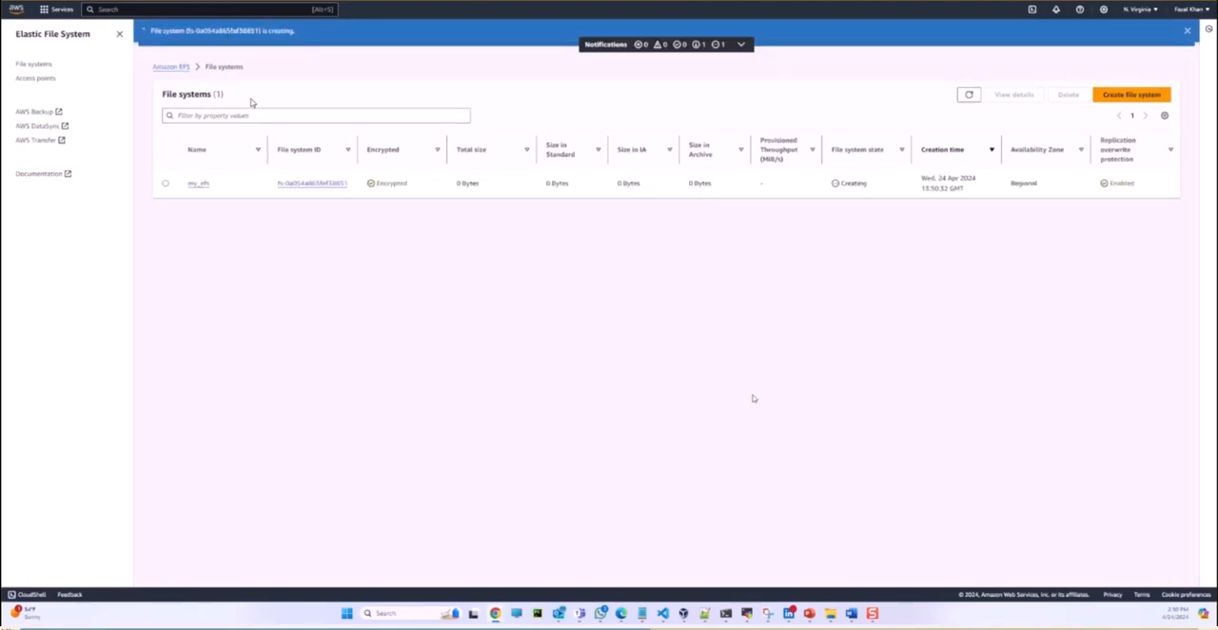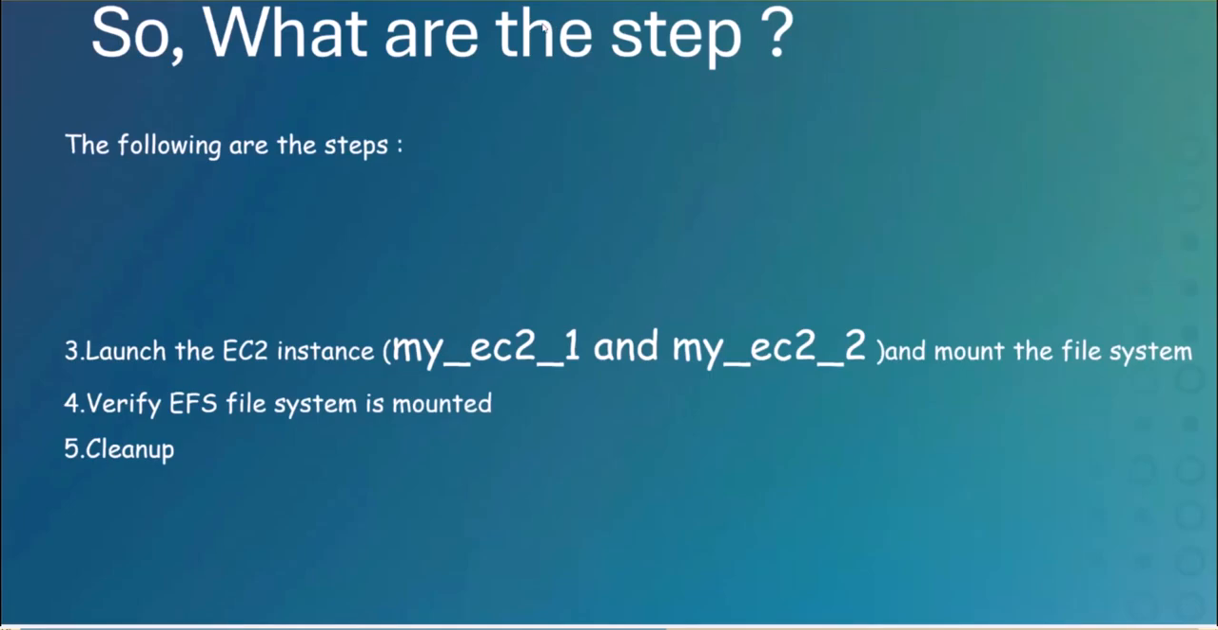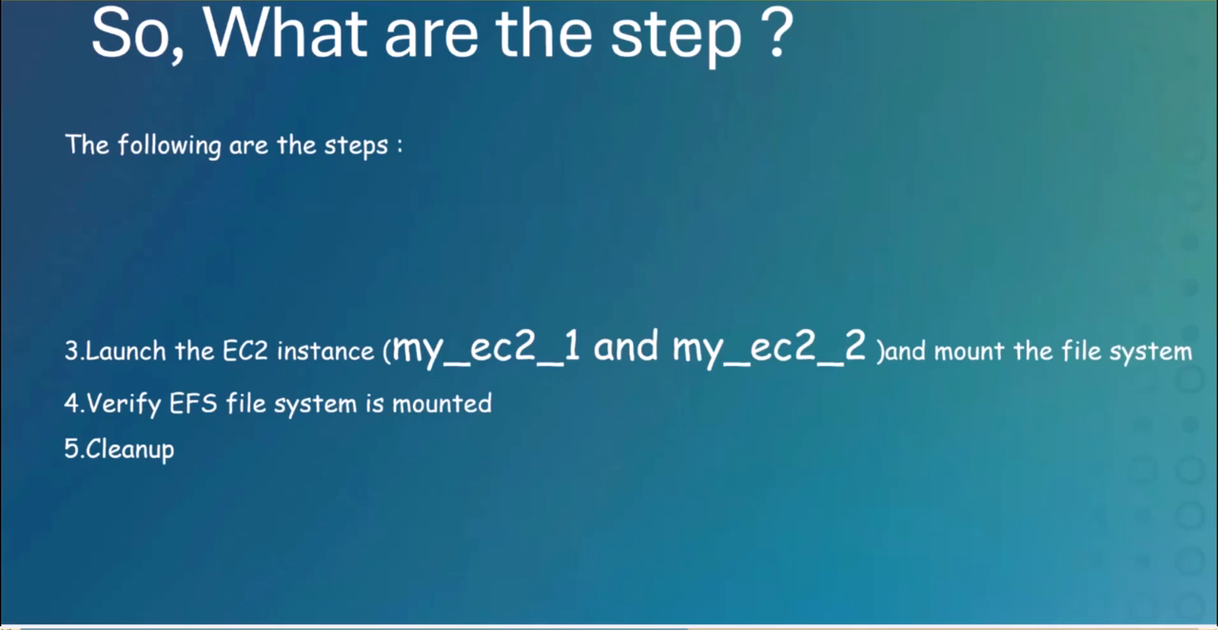And the EFS is created. Yeah, it's available now. So here you go, my second step is completed. So I have created the EFS file system as well. Now let's move to step 3, that is launch the EC2 instances.